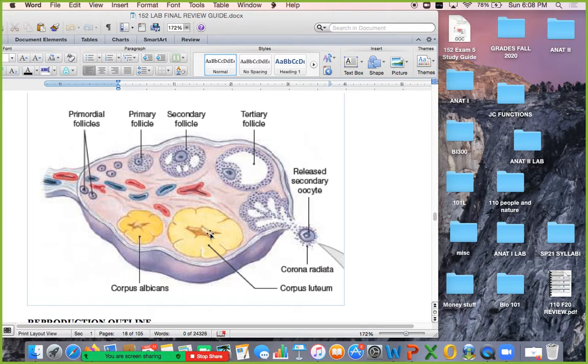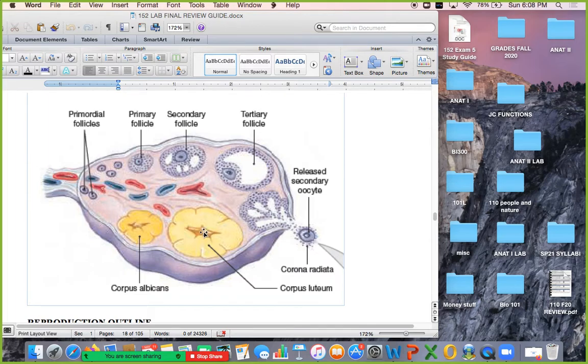The corpus luteum secretes hormones like progesterone and estrogen that are going to keep that endometrial layer nice and thick and fluffy, in the hopes that that embryo is going to actually be an embryo, right? The fertilization event did occur, and we do have a zygote, which is going to become a morula and then a blastocyst and then implants.